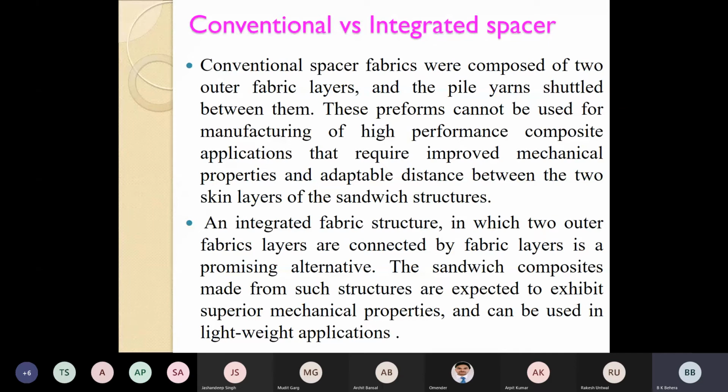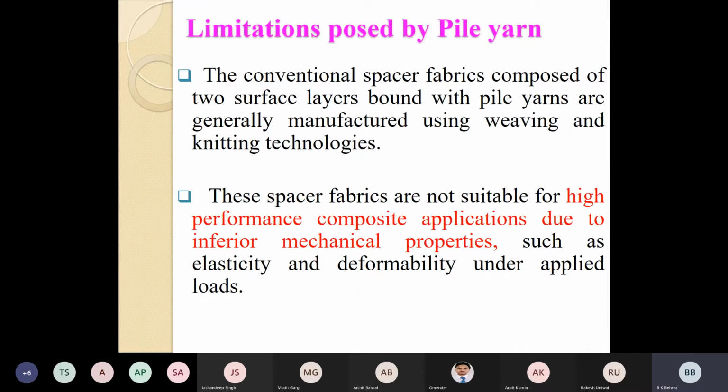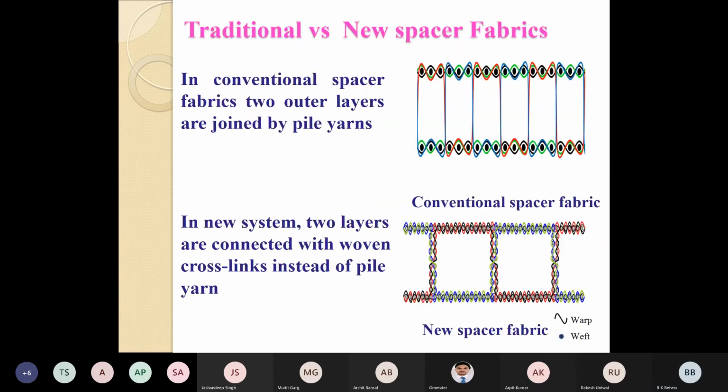Now I am going to give you another concept, conventional versus integrated spacer. It's written, but I will explain from the diagram where you will understand better. Look at this. So what is the basic difference between these two? Here pile threads are yarn. Pile is nothing but supporting pillar. Here the pillars are not yarn, they are fabric, woven fabric, and not only one woven layer, two, it could be three.